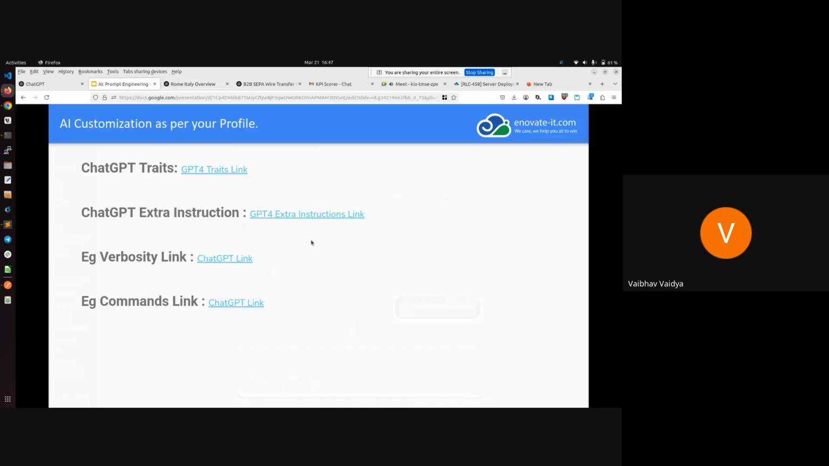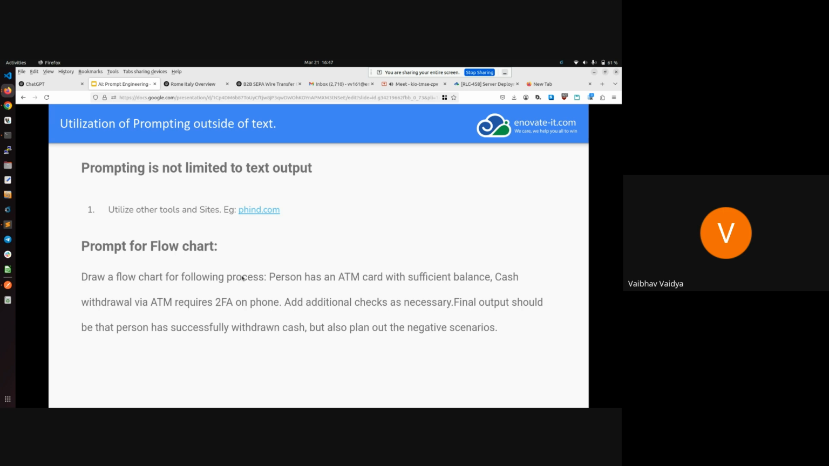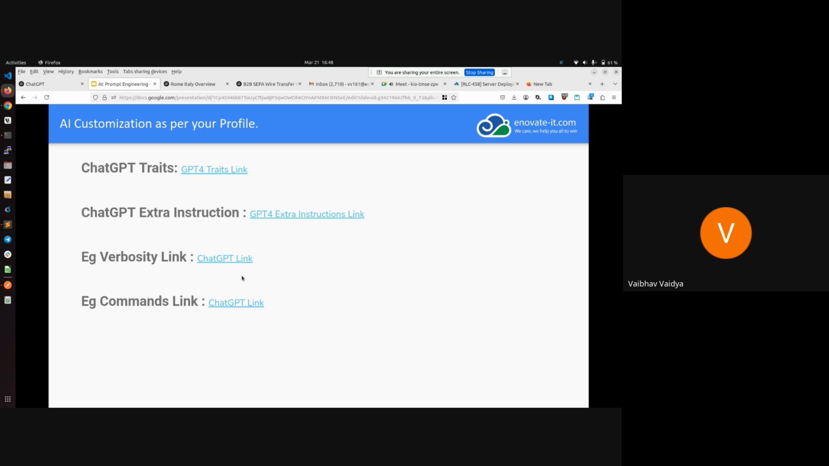So again, utilize customized ChatGPT instructions. Do not copy paste mine because I have set mine from a developer mode. Try to customize it to your style of understanding the answers. Any questions regarding this customization?